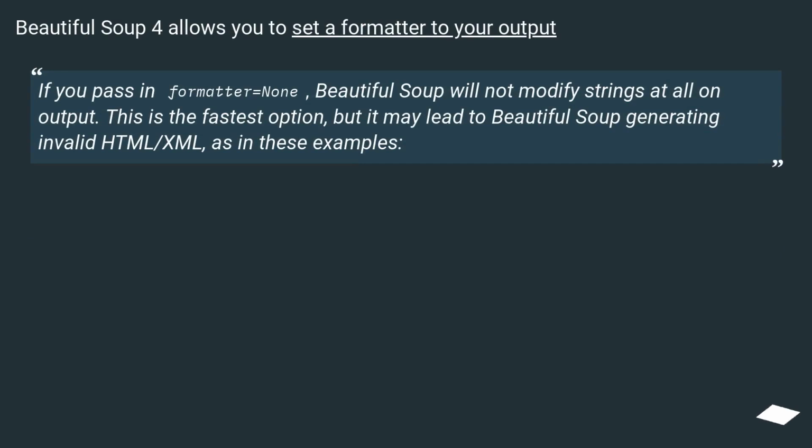Beautiful Soup 4 allows you to set a formatter for your output. If you pass in formatter=None, Beautiful Soup will not modify strings at all on output. This is the fastest option, but it may lead to Beautiful Soup generating invalid HTML/XML, as in these examples.